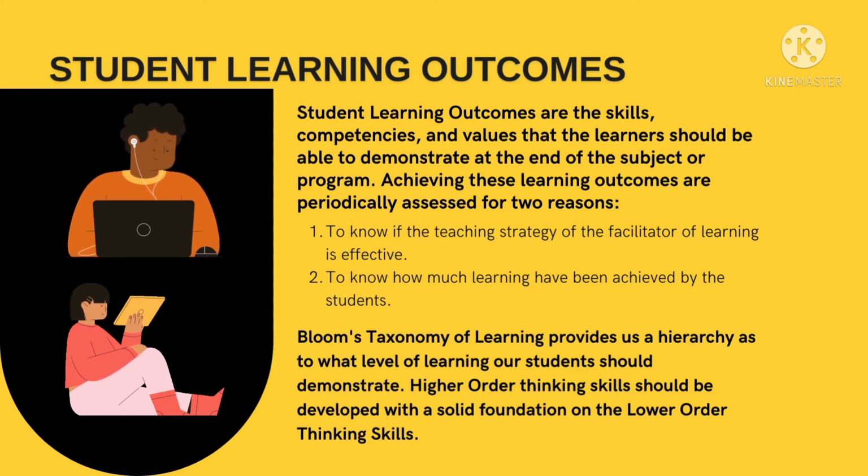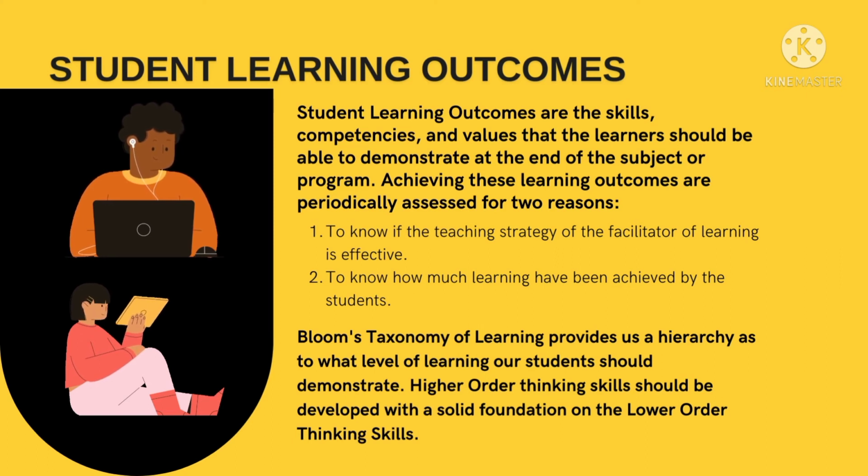That's why it is important that we orient students about the expected learning outcomes that they need to demonstrate after the lesson. This way, they can establish goals for themselves which help them to easily navigate their learnings. Bloom's taxonomy provides us a hierarchy as to what level of learning our students should demonstrate. Higher order thinking skills should be developed with a solid foundation on the lower order thinking skills. It is important to note that we need to start from the bottom of the hierarchy of learning and gradually increase it so that students can adjust properly.